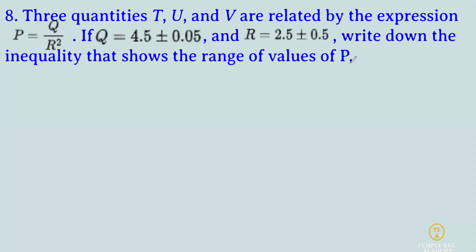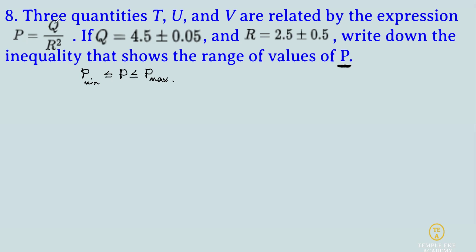So this means we're talking about the upper and lower bounds of P. We will be expected to present our answer in the form: P lies between the lower bound of P, which is P minimum, and the maximum value of P, P maximum. So invariably we're asked to find the minimum value of P and the maximum value of P. At the end of our calculation, our answer is expected to be presented in this form. Okay, let's get into it.